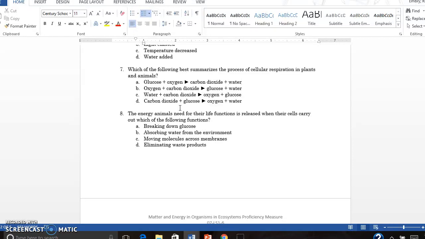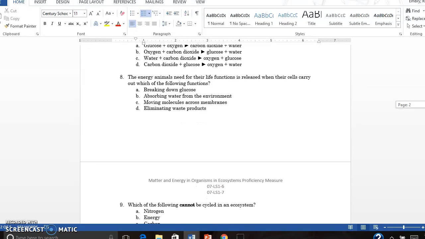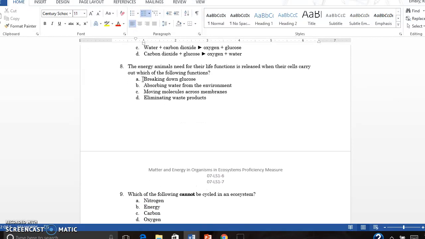All right, question 8. The energy animals need for their life functions is released when their cells carry out which of the following functions? Okay, well, it's cellular respiration. Once again, cellular respiration is just the breaking down of glucose. So the answer to number 8 is A.